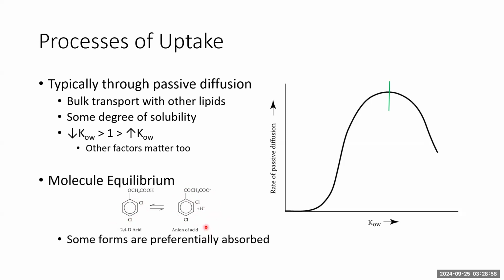Weak acids tend to be preferred. Weak acids like this tend to be preferred for absorption in slightly acidic environments. So if you're in a water body that is experiencing some acidification, either from acid rain or excess carbon dioxide, then that could make the uptake of this form of 2,4-D easier than this one.